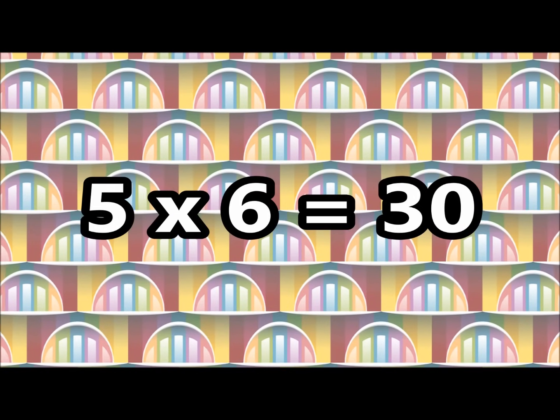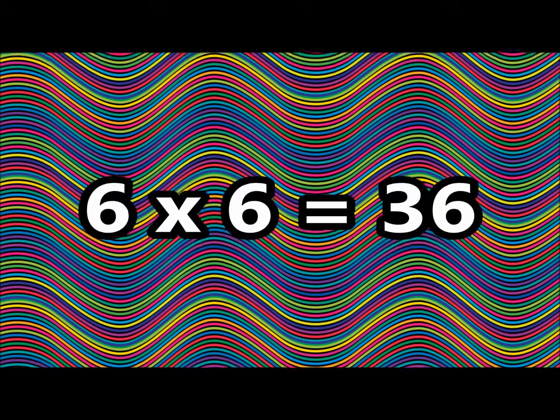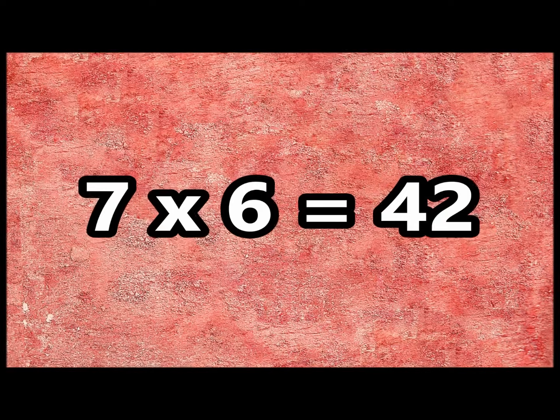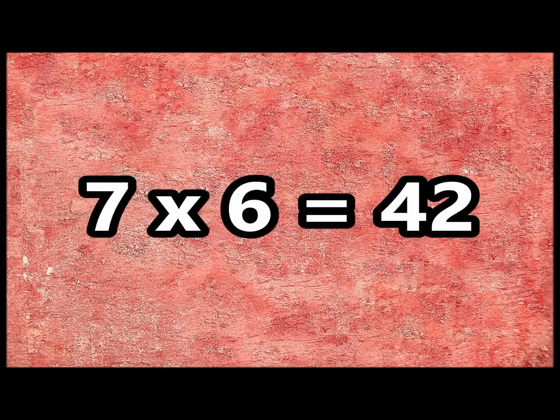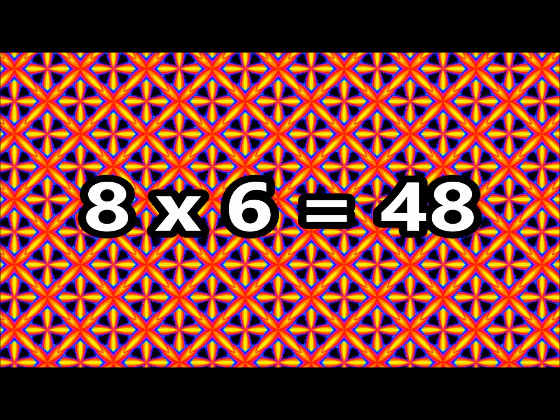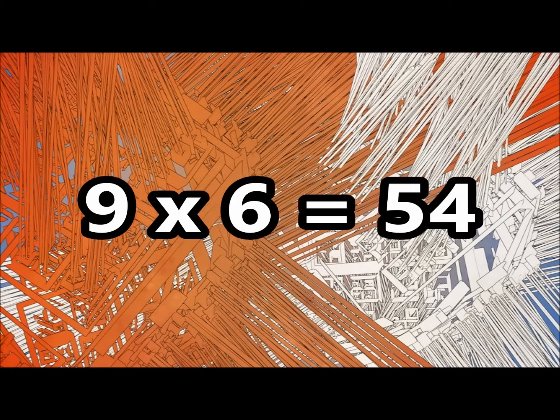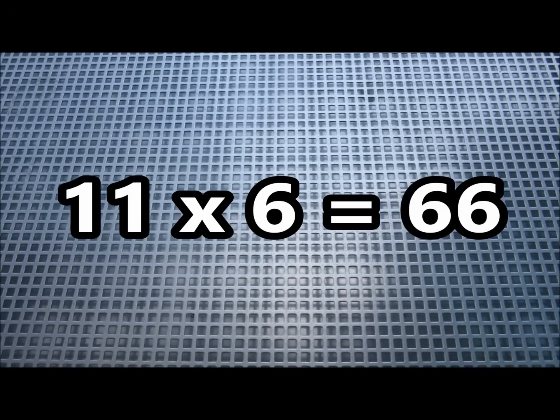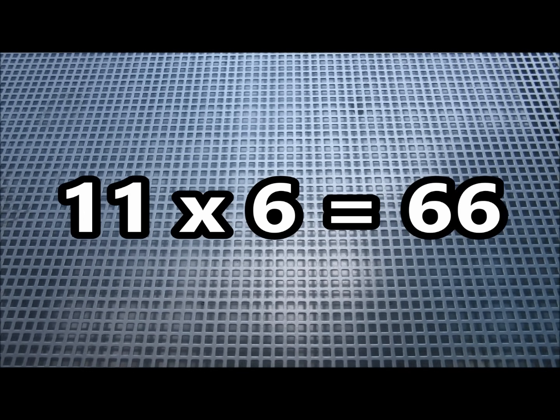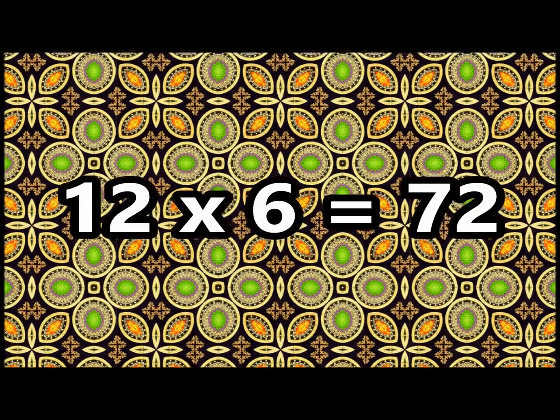5 times 6 is 30. 6 times 6 is 36. 7 times 6 is 42. And 8 times 6 is 48. 9 times 6 is 54. 66, and 12 times 6 is 72.